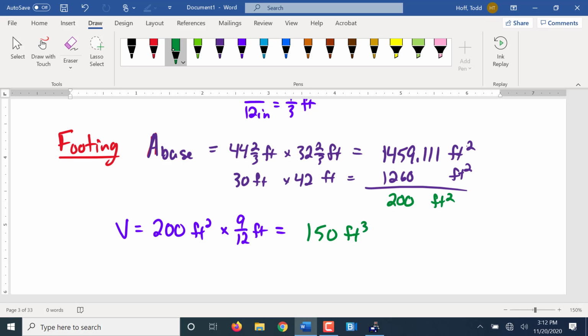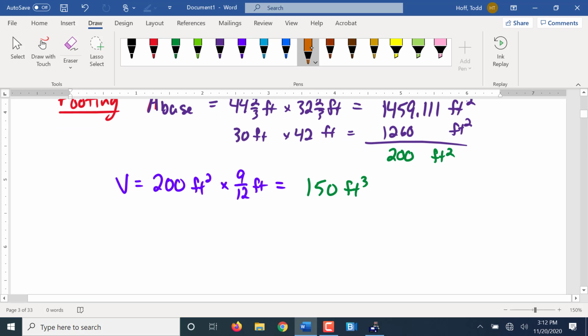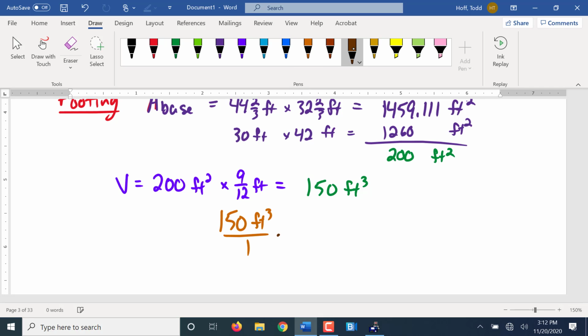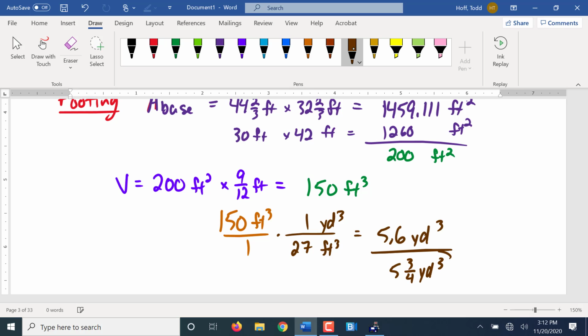So we had 150 cubic feet. We order concrete in cubic yards. How do we convert cubic feet to cubic yards? 27, there you go. So we divide by 27, we get 5.27. Probably around 5.6 cubic yards. Usually you round up to the nearest quarter yard, so you'd probably go 5.75. So 5.75 cubic yards of concrete for the footing.